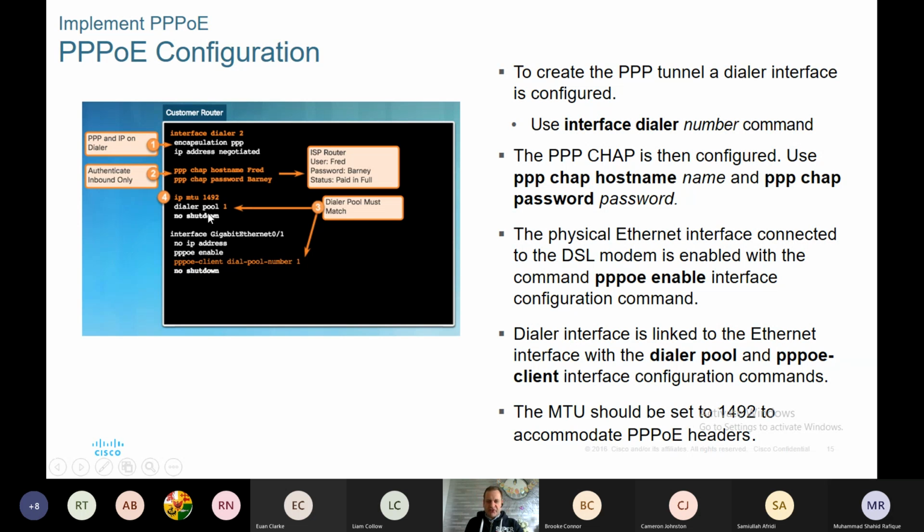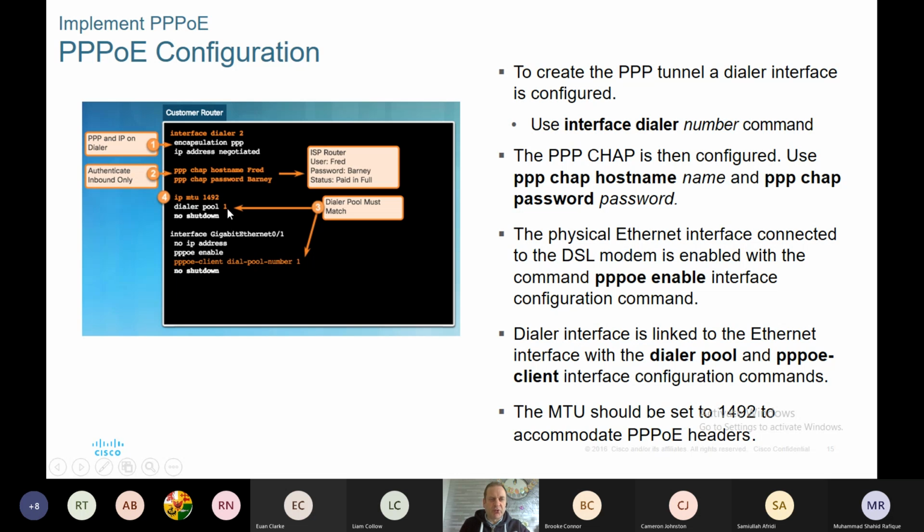Now, because we're using PPPoE, PPPoE is going to add some extra header information onto the packet. That's going to make the packet bigger than 1500. So we have to make the MTU 1492. That's something you're going to need to do in the practical. By making it 1492, you're giving it 8 bytes to be used for the PPPoE headers. Okay, so you then just say dialer pool 1, no shutdown, and it brings it up.